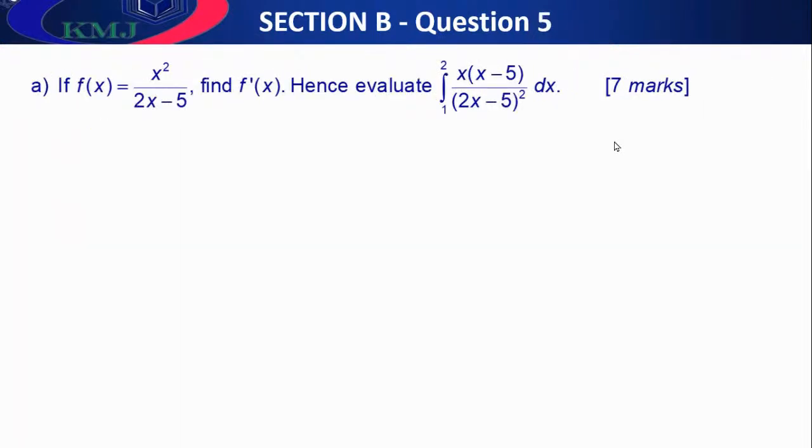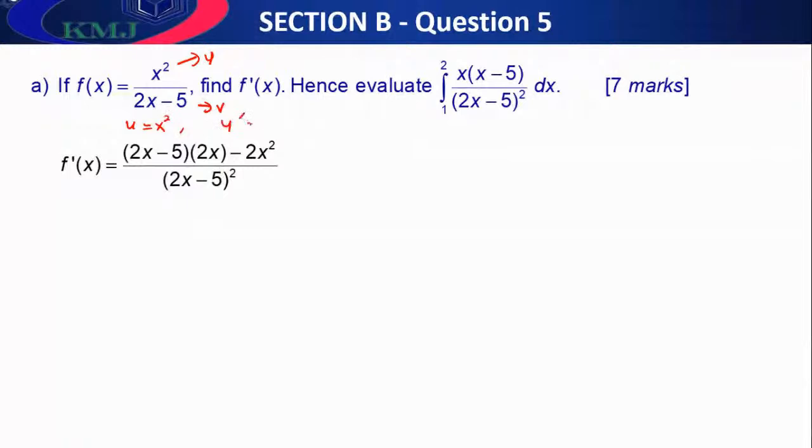Alright, we move to question 5. If f(x) equals x squared over 2x minus 5, find the first derivative f prime and then evaluate the integral of x minus 5 over 2x minus 5 squared dx. Very easy, we need to use the quotient rule. So this will be your u and this will be your v. u equals x squared, so u prime is equal to 2x. v equals 2x minus 5, v prime is equal to 2. So you just substitute into the quotient rule, and this is what you get.